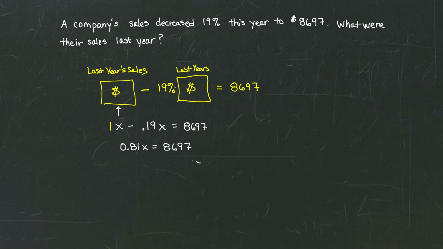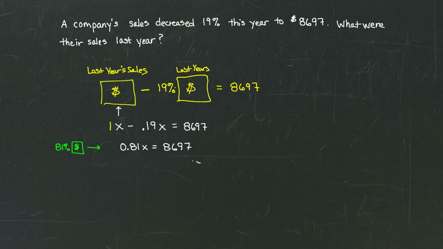But let me pause and take a look at that equation. What is that equation telling me? In words, it's saying that 0.81 times X, or if I like, 81% of the original sales is $8,697, and that makes sense. If we decrease by 19%, that means the new amount is just 81% of the old amount. So we have 81% of the original amount, or 0.81 times X equals 8,697.